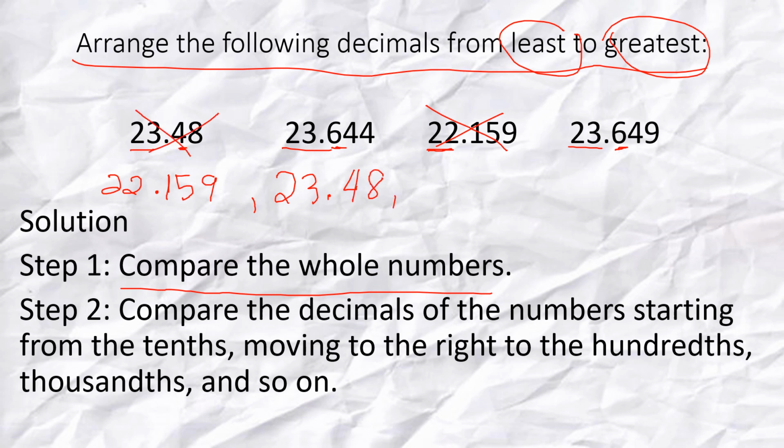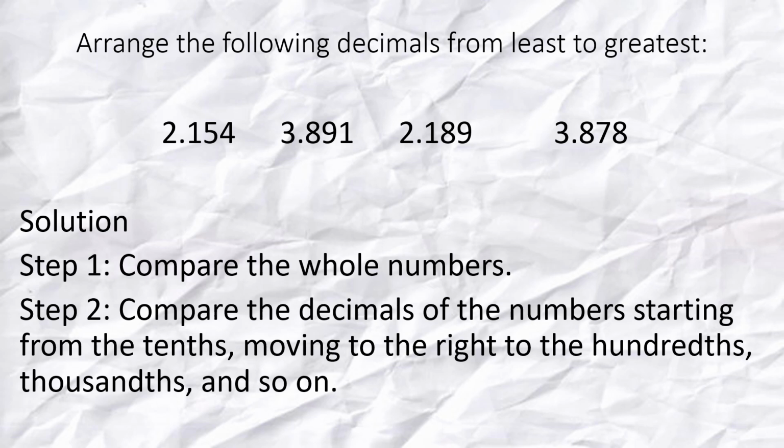Next, the last ones, we can now compare them on the next place value, which is hundredths. This is 4, this is 4, they have the same value. We proceed to the next one. This is 4, this is 9, so 4 is less than 9, so this will now be your third, and the last one will be your greatest number. So that is how we arrange these given decimals from least to greatest.